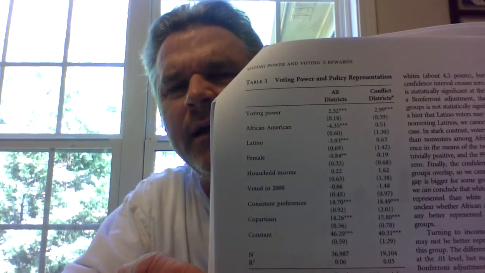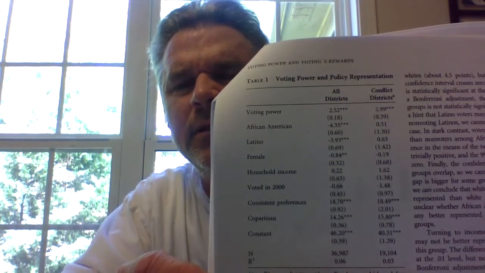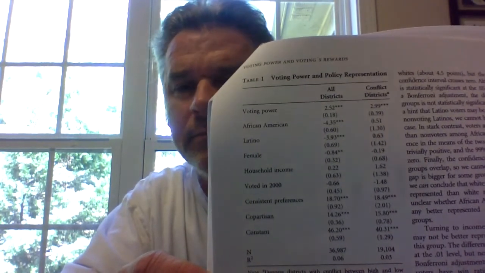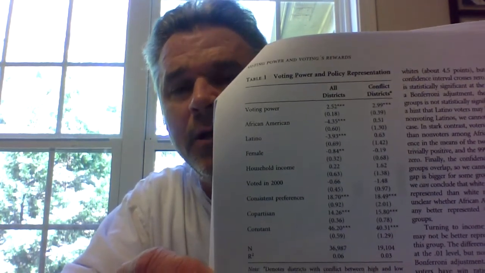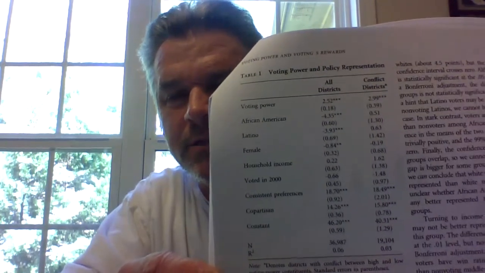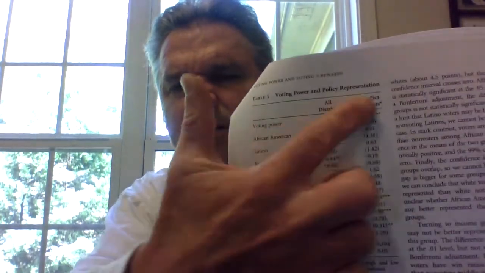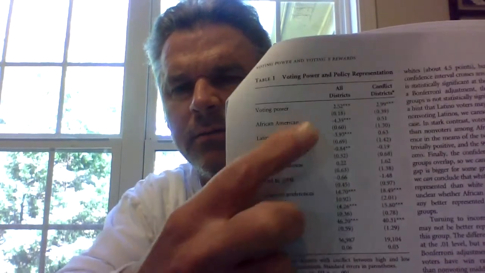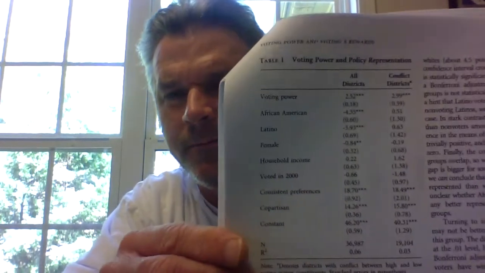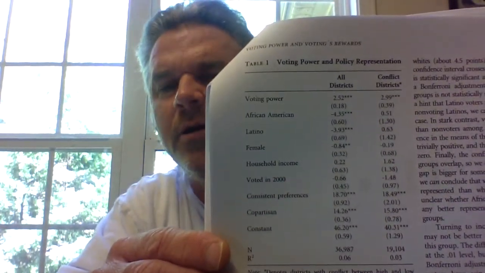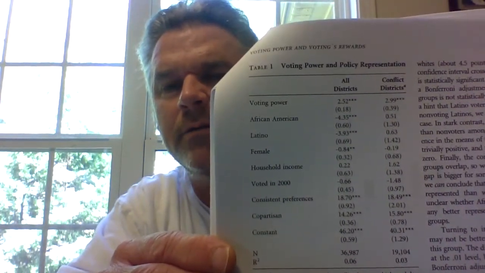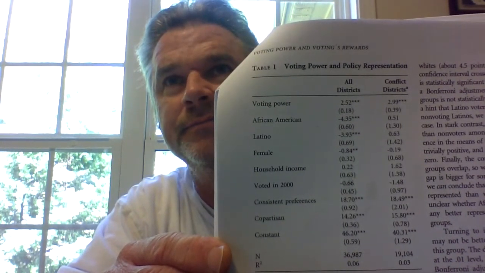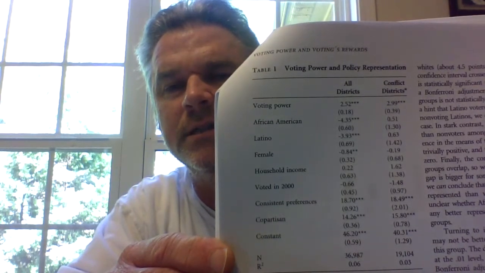I'd label it all just policy representation. But anyway, policy representation is your dependent variable. Don't worry about this conflict districts column over here. Let's just focus on this one for right now. Voting power. So, as voting power increases, what happens to policy representation? Increases. Is this statistically significant?